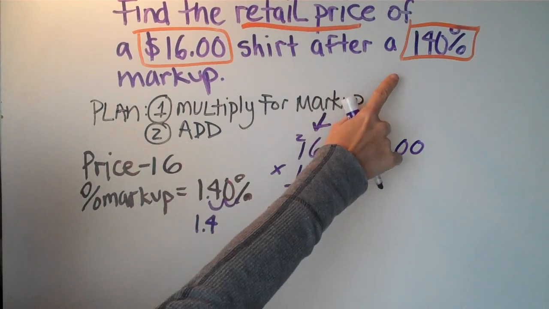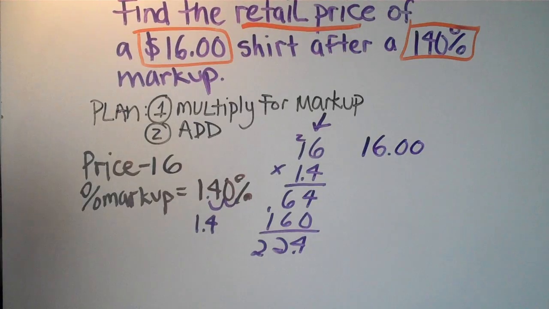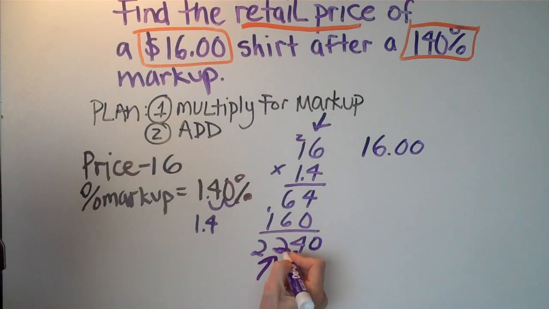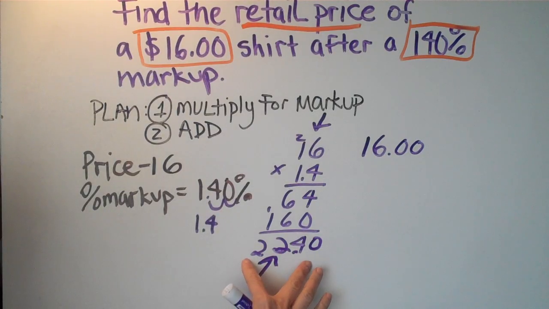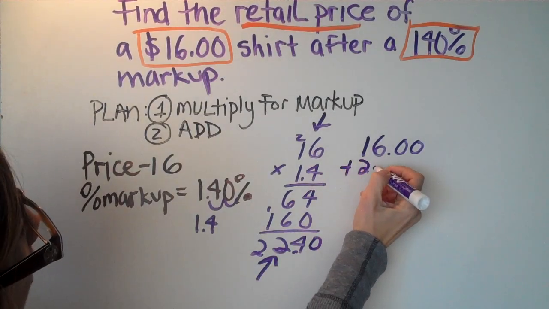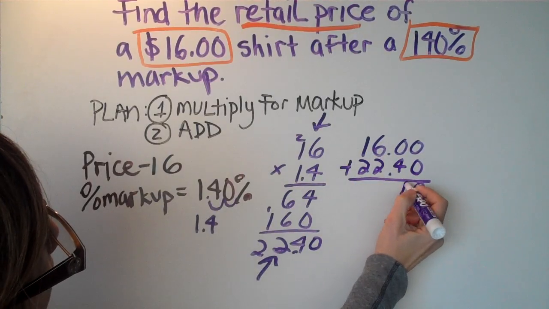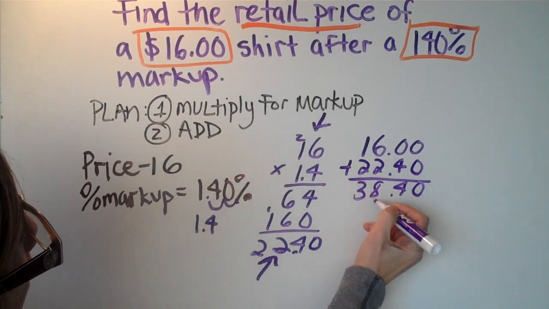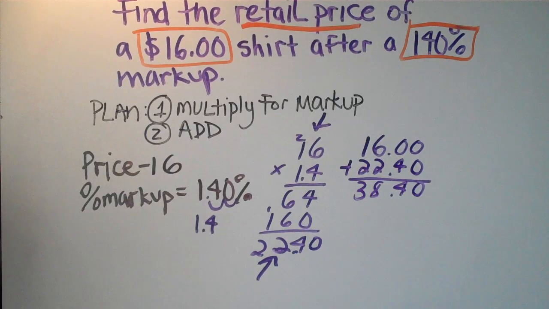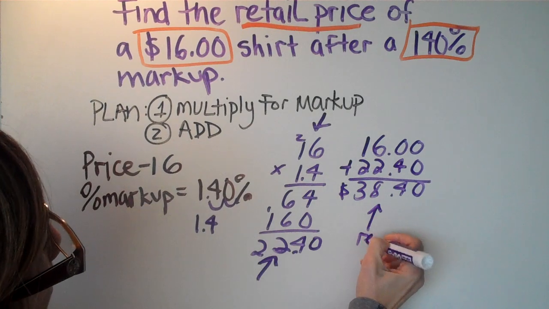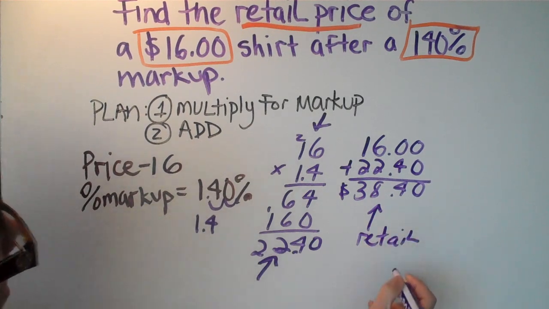We said we're going to add this 140%, which we just found out was $22.40, right? If we were to write this to look like dollars and cents, it would be $22.40. So we're going to add those two together to get our new retail price of $38.40. So this is our answer. That is the retail price.